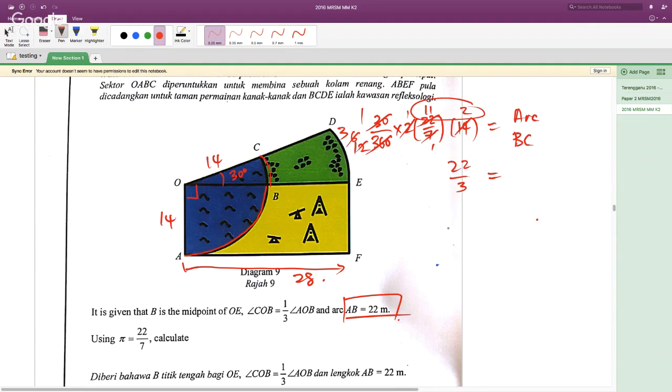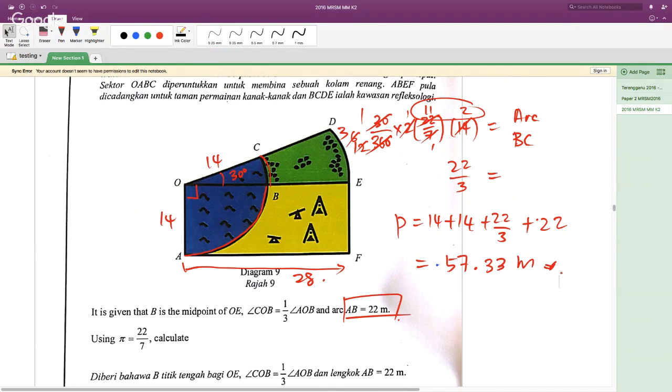So therefore the perimeter is 14 plus 14 plus 22 over 3 plus 22. This one is the correct one. 14 plus 14 is 28. 28 plus 22 over 3 plus 22. This one should be 57.33 meter.